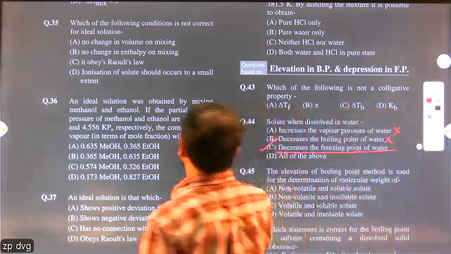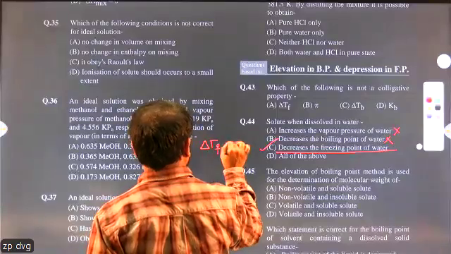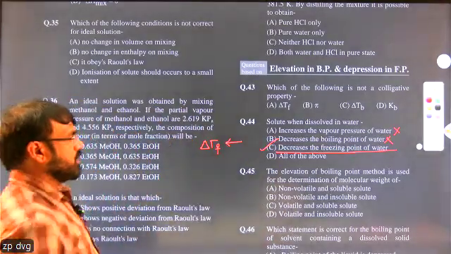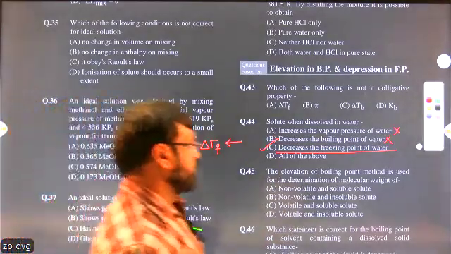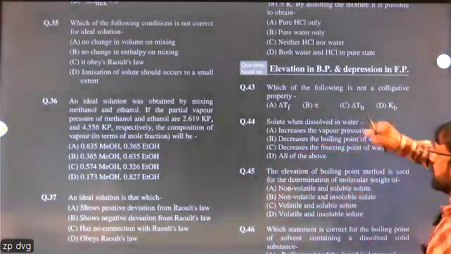Freezing point decreases, we discussed already, delta Tf, depression in freezing point. So the correct answer for that 44th question is option C. Next, let us go for question number 45.